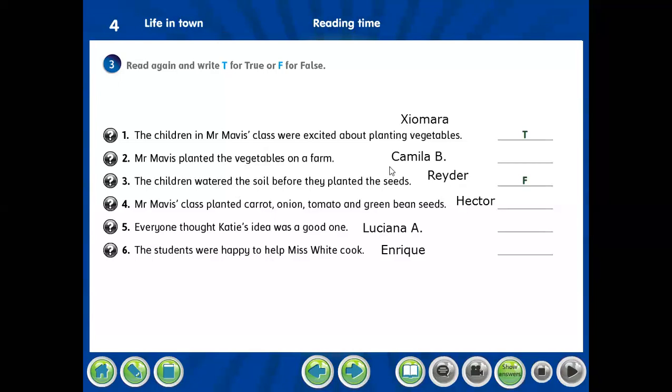Camila says, it's true, teacher, it's true. Mr. Davis planted the vegetables on a farm. Camila, do you know what a farm is? This sentence is false. It's not on the farm. They planted the vegetables at the school, at the playground, not on the farm. The farm is in the countryside, okay? It's false.